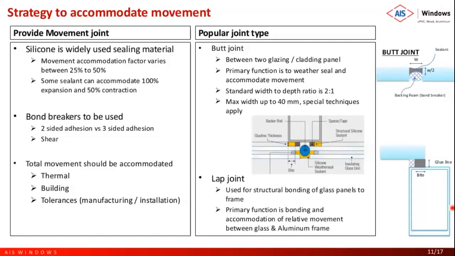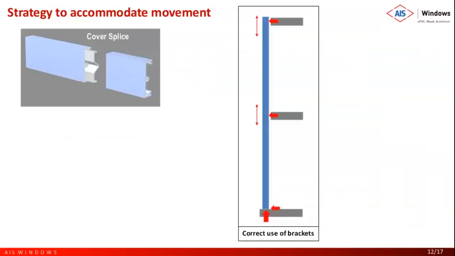Now the primary function of this lap joint is bonding. It is responsible for sticking both things together, and again movement accommodation. So movement accommodation is common between both. For the butt joint, the other primary function was weather seal, and for the lap joint the additional function was the bonding of panels. So moving on to the next slide.